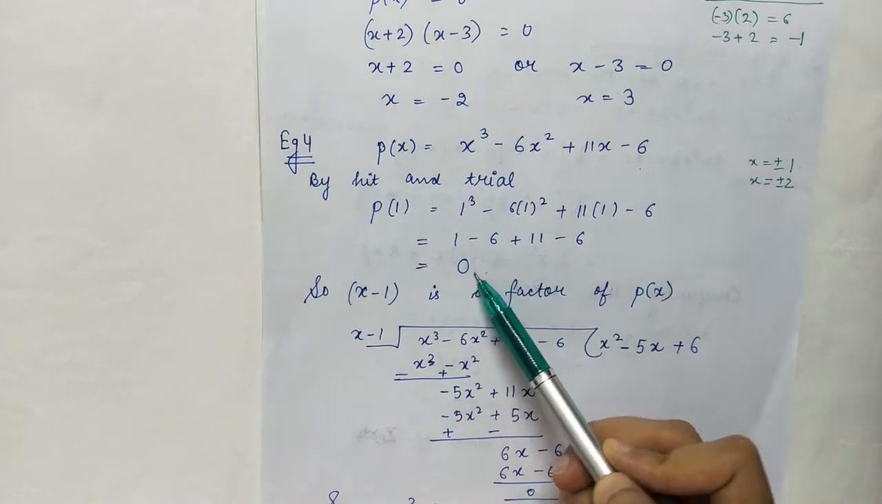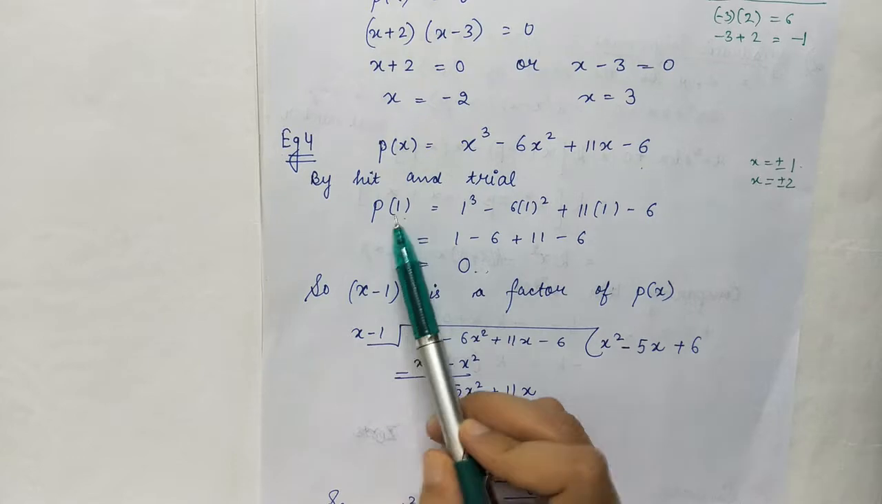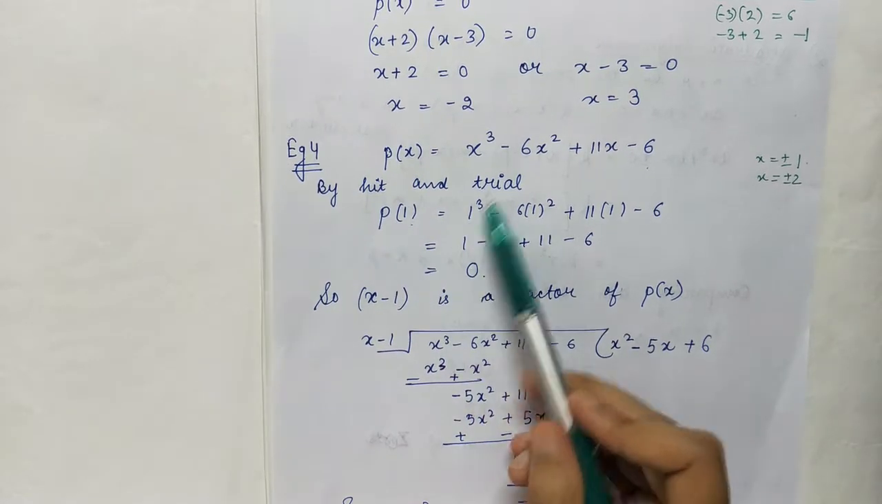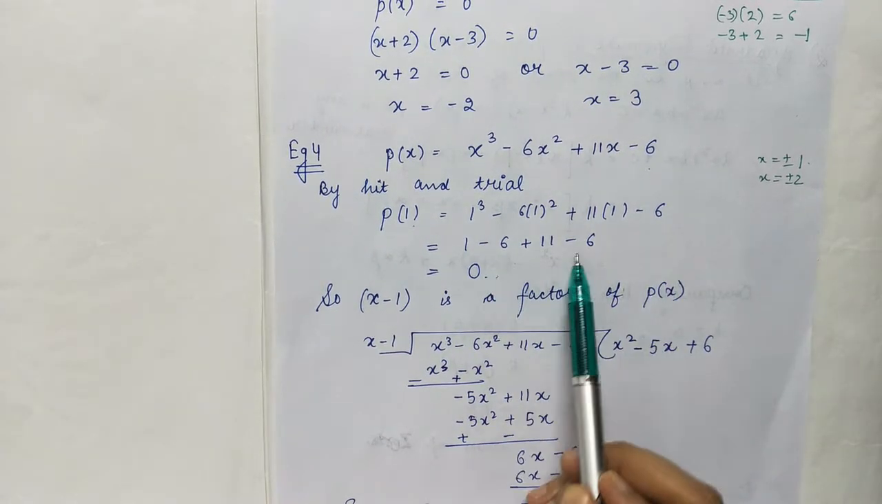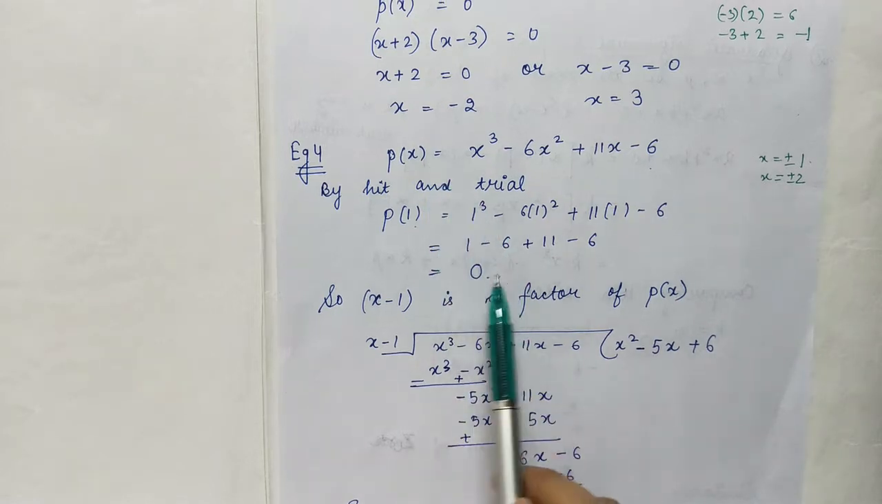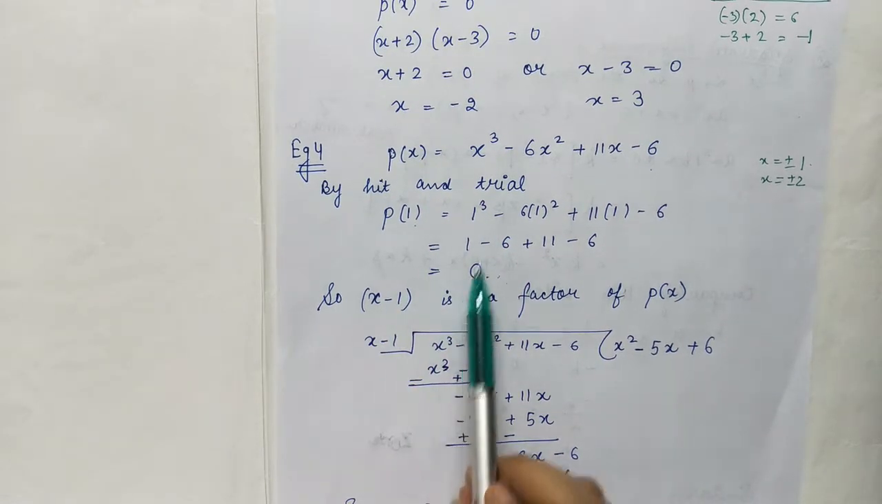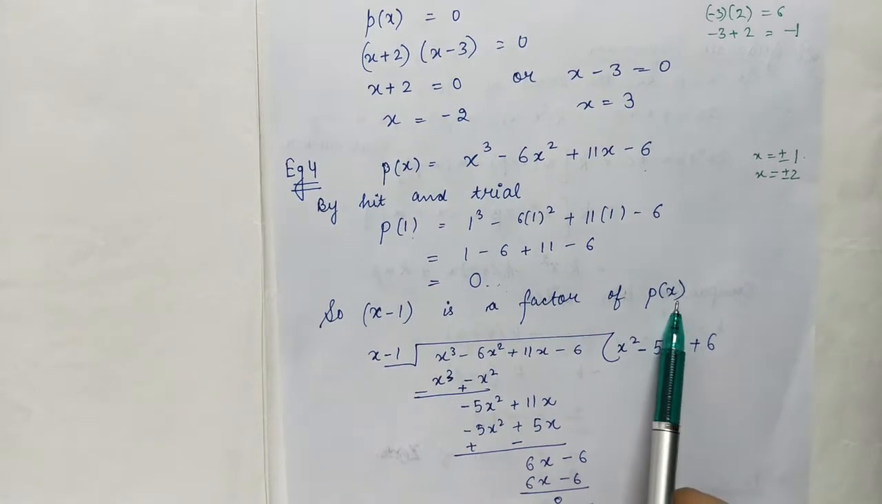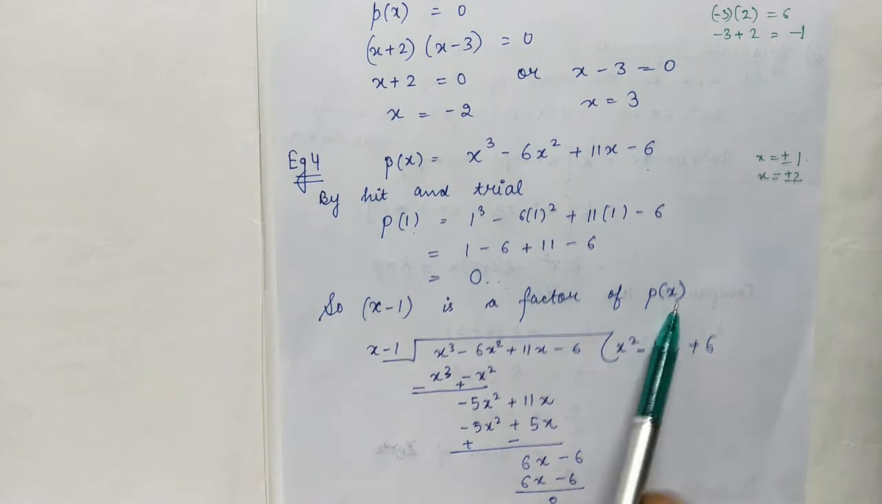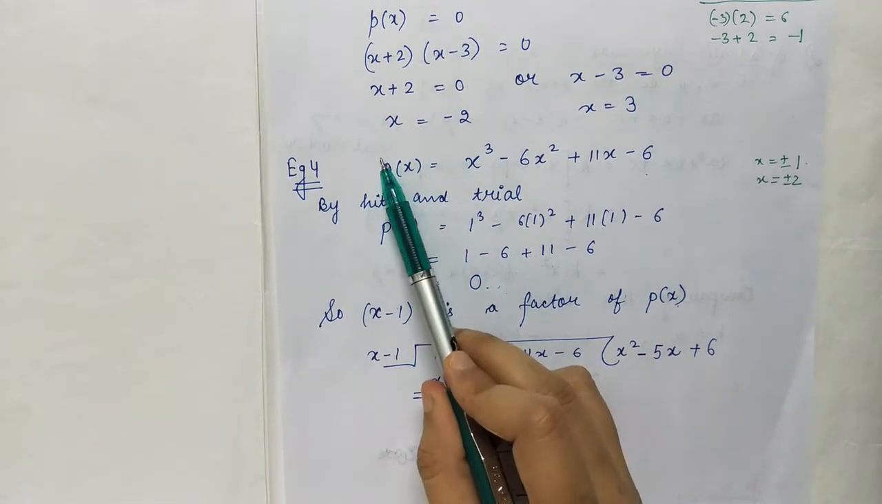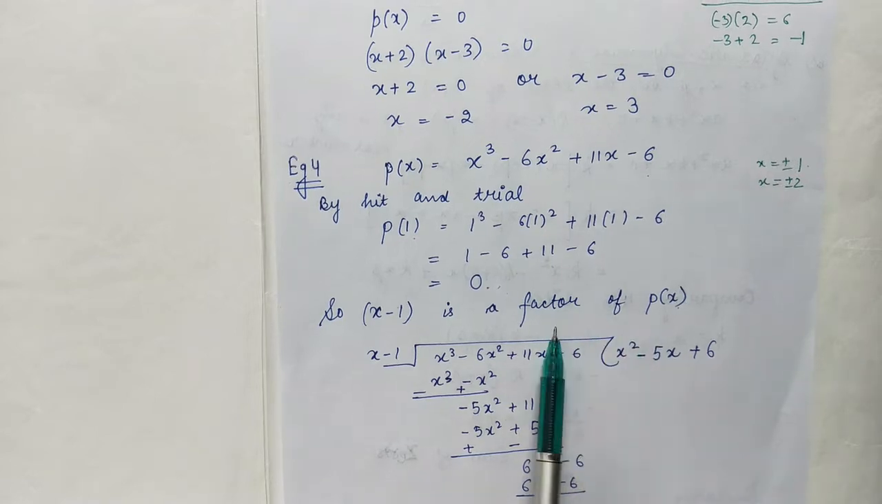So one zero of the polynomial in this case will be x equal to 1. So we will put p of 1, which is 1 cube and so on. In this way we can find one zero. So x minus 1 becomes a factor of this polynomial, because on putting 1, this polynomial becomes 0. So x minus 1 is a factor of this.